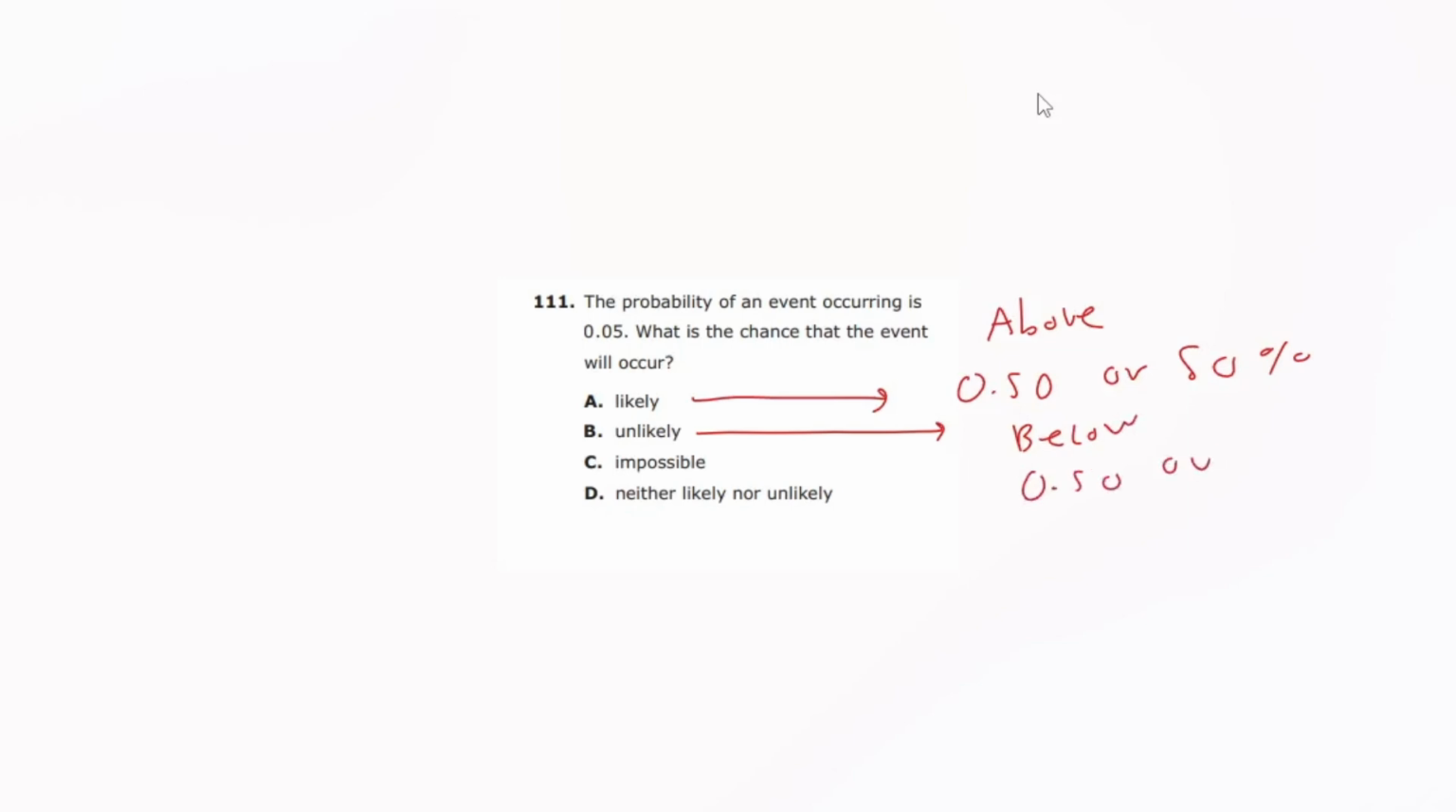0.50 or 50%. Now for impossible, it has to be 0 or 0%, which I guess does exist in this case. Now, neither likely nor unlikely is perfectly balanced at 50%. So in this case, the answer to 0.05 should be B, which is unlikely.